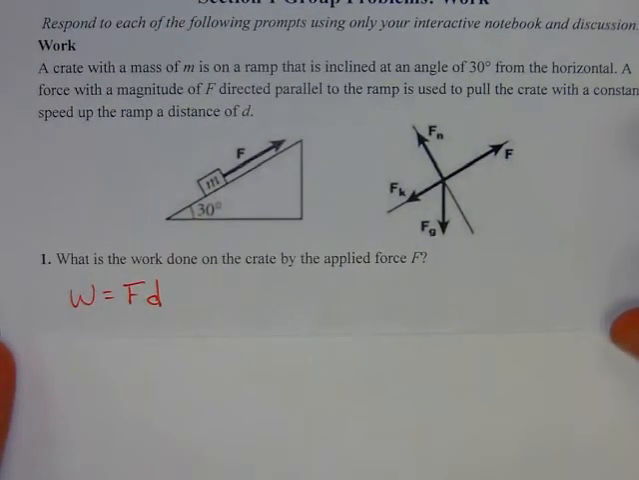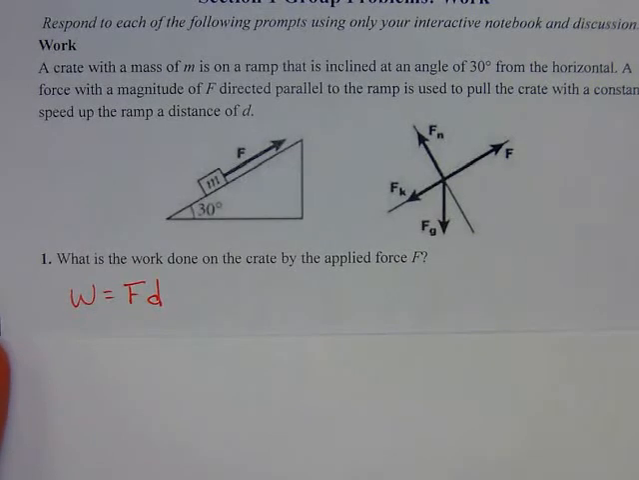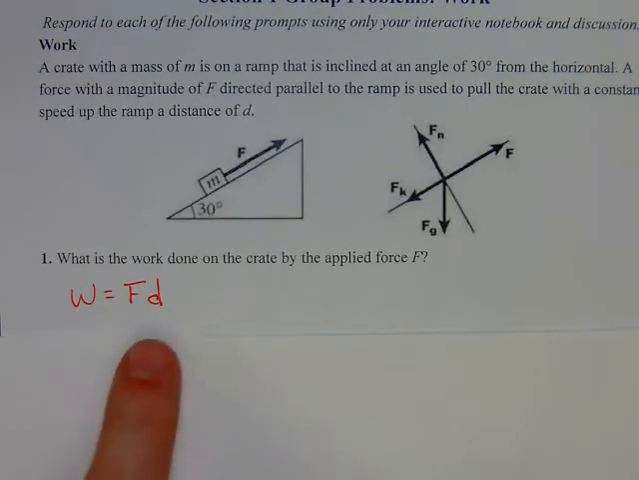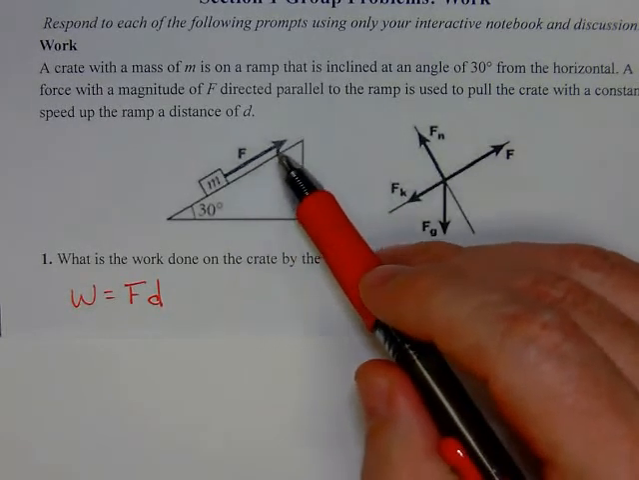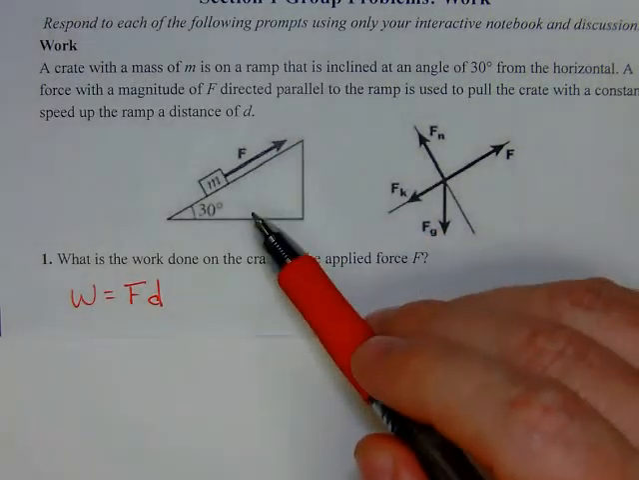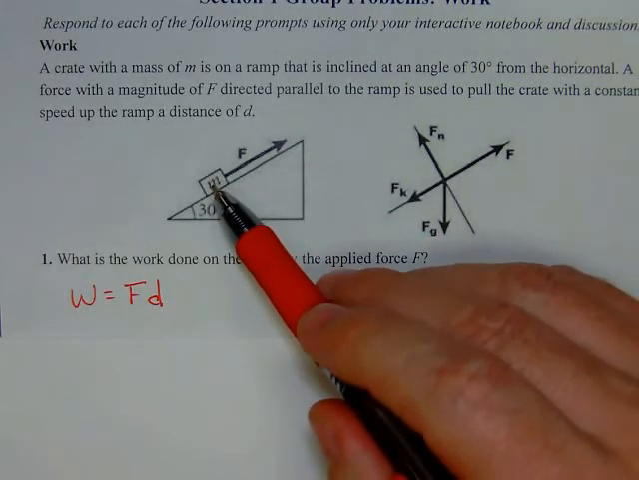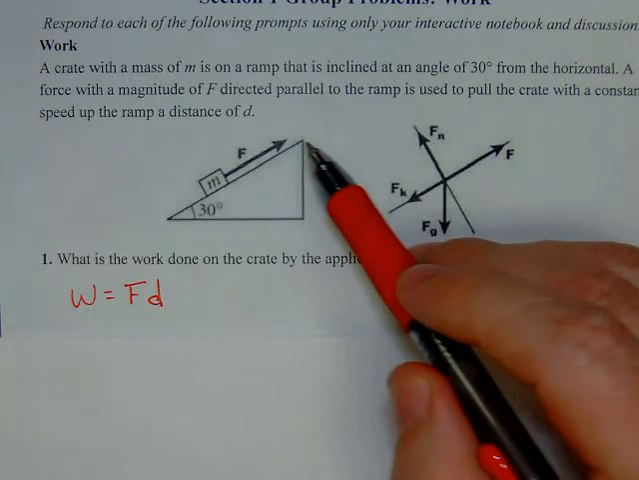Now, you might be asking, why did I not write cosine theta at the end there? Work is equal to force times displacement multiplied by cosine theta. Well, that is because the direction of the force is in the exact same plane as the direction of displacement. Okay? They're in the same plane.